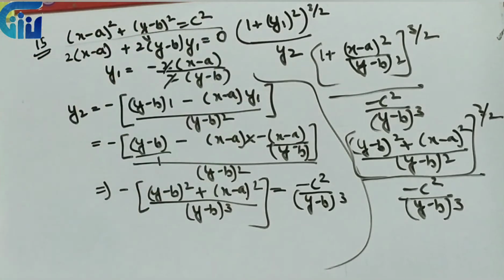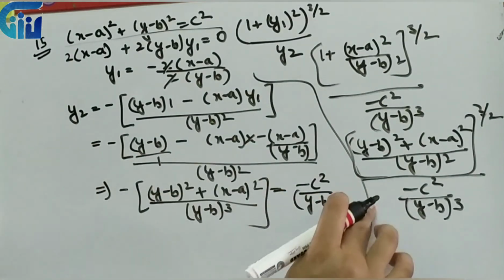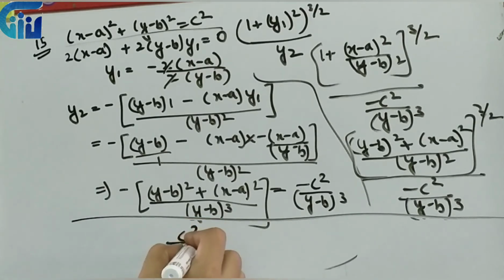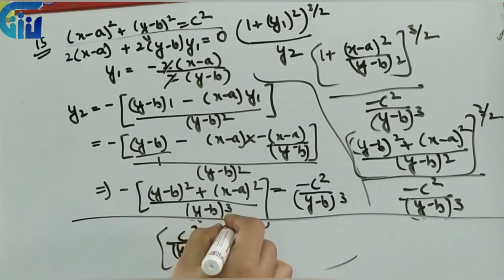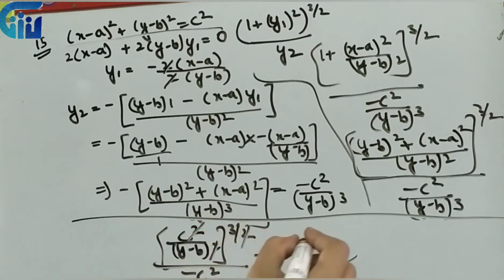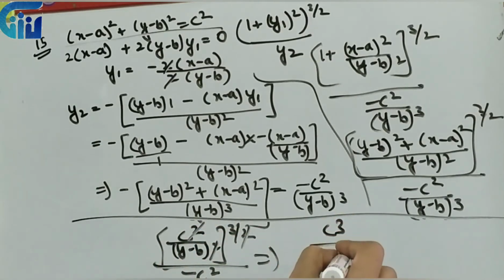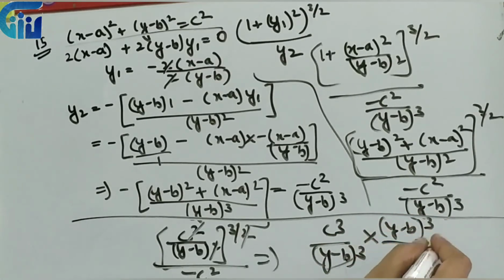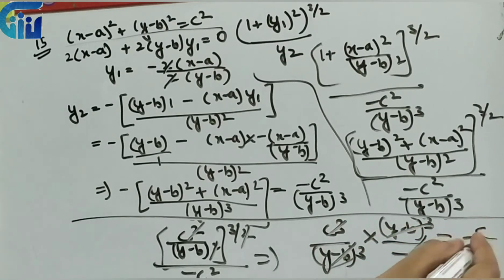In the numerator, just observe y minus b whole square plus x minus a whole square, from the original question, can be written as c square. So we will write it as c square upon y minus b whole square, and this whole power is 3 by 2, and this is minus c square upon y minus b whole cube. So this 2 and 2 will get cancelled. So we'll have c cube upon y minus b whole cube into y minus b whole cube, and this is minus c square. This will get cancelled, so we will have it as minus c. Hence we can say this is a constant which is independent of a and b, and this is c.